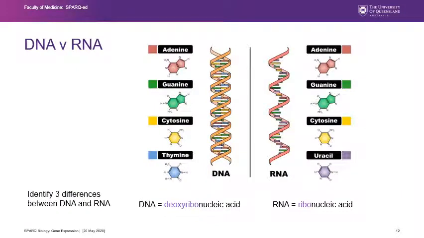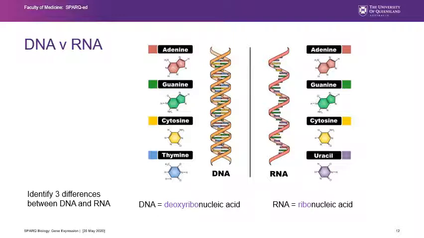Before we jump into too many details, I wanted to quickly review the structure of DNA and RNA. DNA is known as deoxyribonucleic acid. It is made up of nucleotides. The nucleotides consist of a phosphate, the sugar deoxyribose, and one of four bases, A, G, C, or T. DNA is double-stranded. The double strands run in an anti-parallel nature, so they run in opposite directions to each other, and it forms this double helix structure.